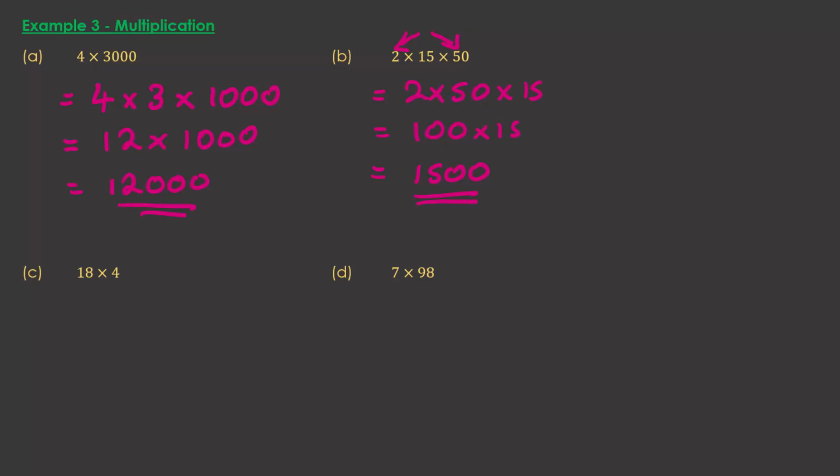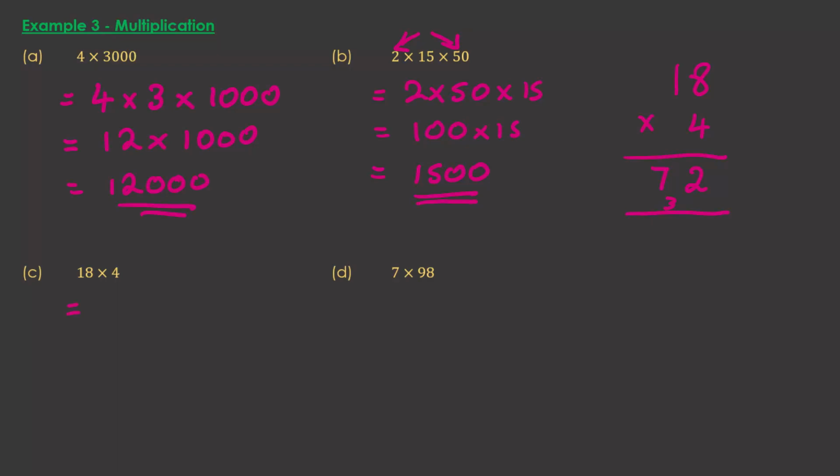Now if we look at part C, I've got 18 times 4. And of course there's no reason at all why you can't use the multiplication algorithm here. 4 times 8 is 32, 2 down, carry 3. 4 times 1 is 4, and 3 is 7. And so the answer is 72.